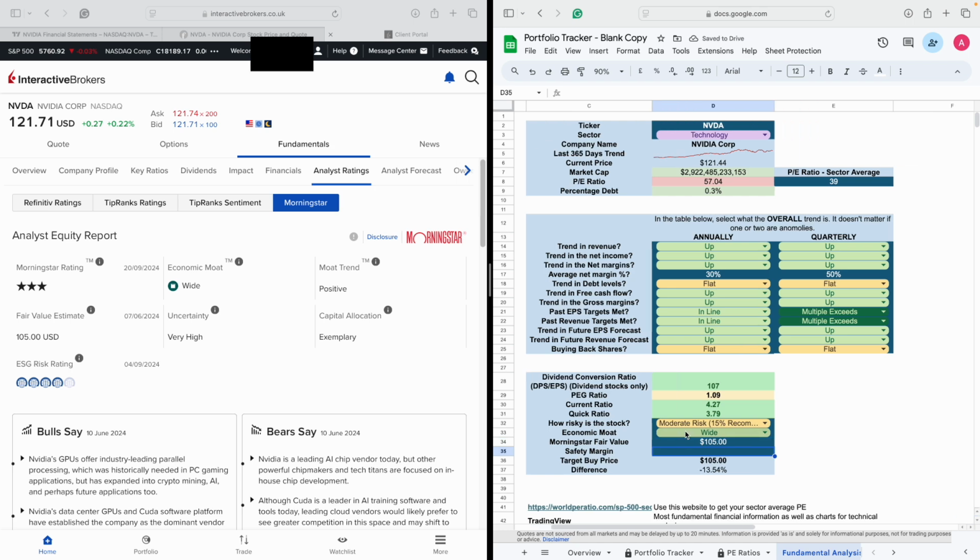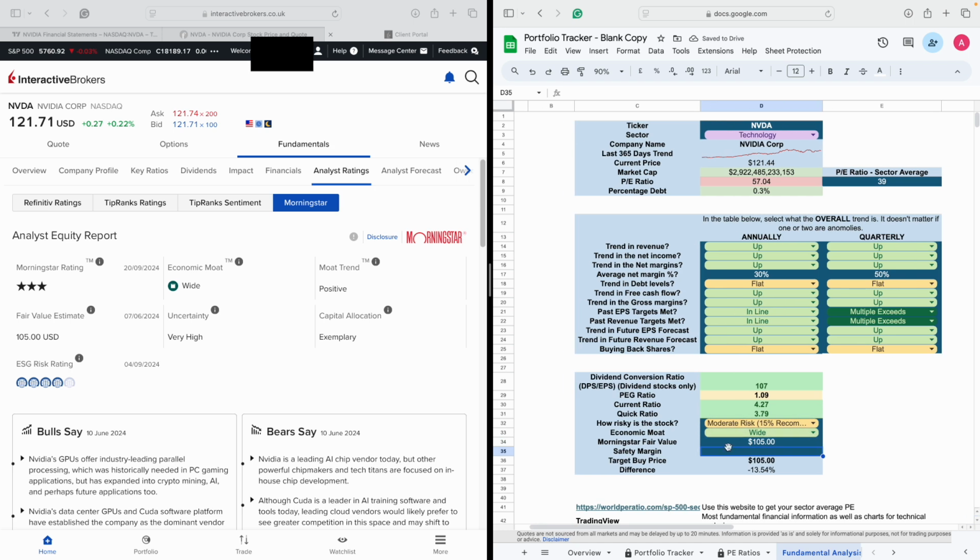And then because I've put this as a moderate risk stock, I'm going to put a 15% safety margin, meaning that the price that I'd be buying at is if NVIDIA drops to $89 or below, I'd be a buyer of it. So if I was following simply Morningstar and this valuation, that's the price I'd be looking at. Whether it gets there or not, I don't know. Only time will tell.